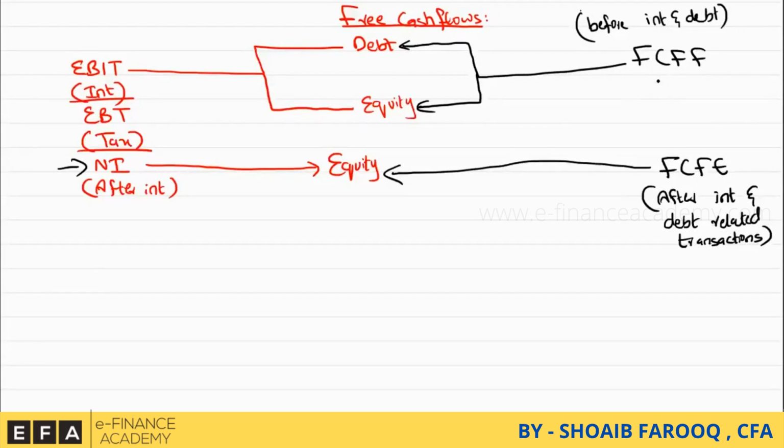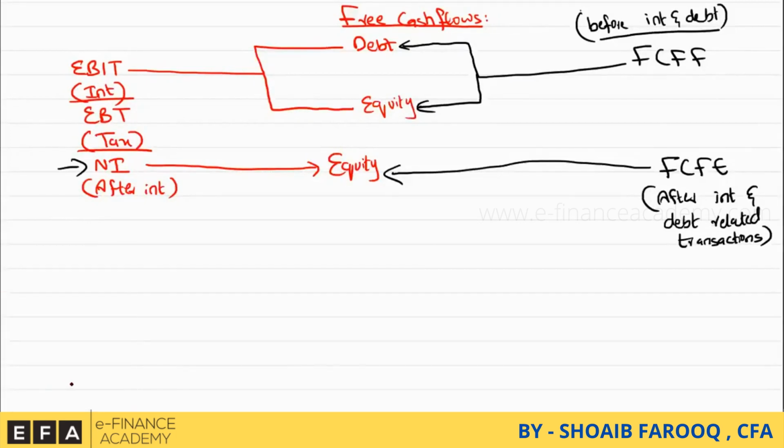So free cash flow to the firm should be pre-interest, while free cash flow to equity should be after interest, just like your profit is. Of course, make no mistake that your profit does not equate to cash, because profit has accrual component as well. Not only the cash component. So we're going to calculate free cash flow to equity and free cash flow to firm, but having this at the back of your mind will certainly help, especially knowing that free cash flow to firm should be before debt and interest related transactions, and free cash flow to equity should be after interest and debt related transactions.